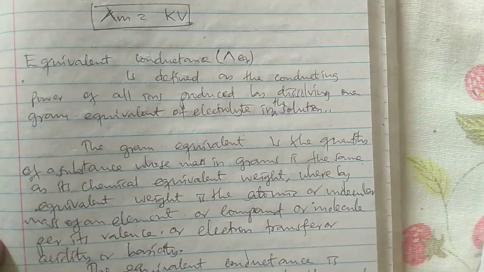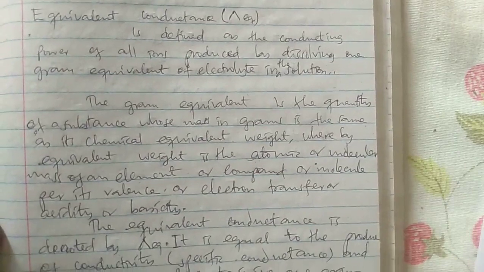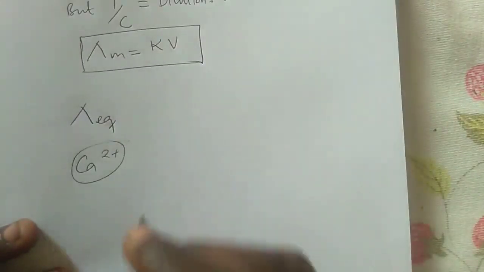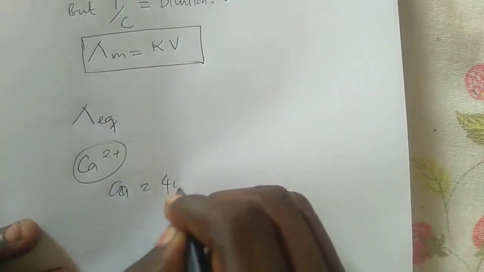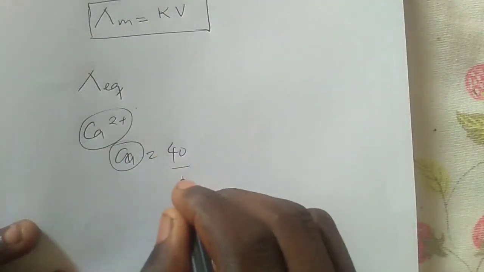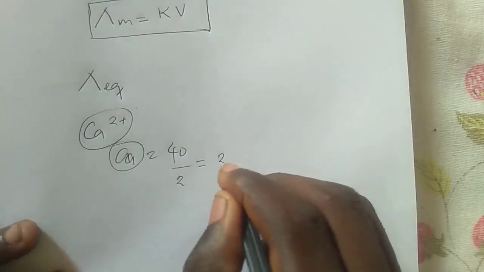The gram equivalent is the quantity of a substance whose mass in gram is the same as its chemical equivalent, whereby equivalent weight is the atomic or molecular mass of an element or compound per its valence. So for example, for an element like calcium, we know the mass of calcium is 40. So the chemical equivalent of calcium will be 40 divided by the charge of calcium, which is 2, so it is 20.